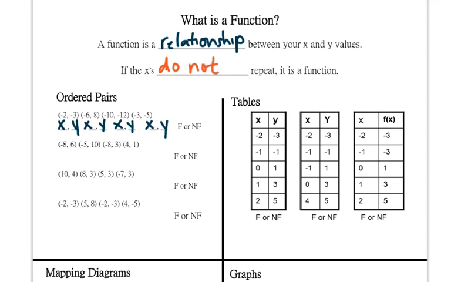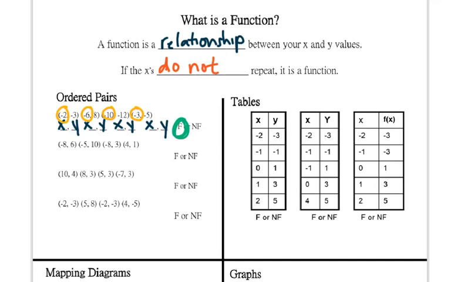What we need to check is if our x's repeat or do not repeat. So I circled all of my x values. What you notice is that all of these x's are different. All of those numbers are different. So we're good. This is a function.